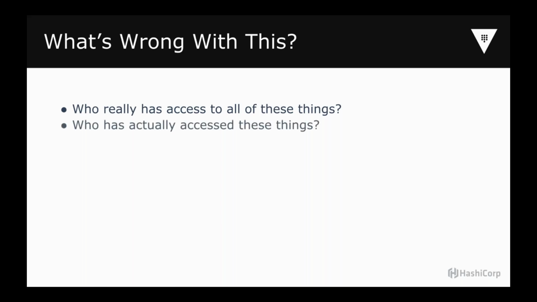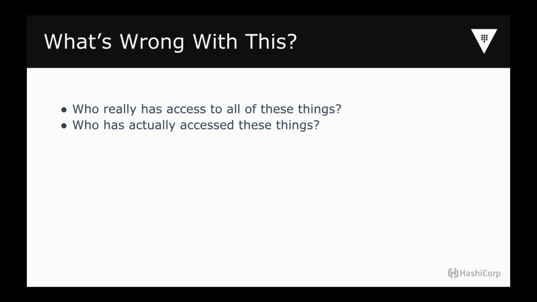So what's wrong with this? What if you need to answer the question, who really has access to all of these things? Like, does Becca actually inadvertently have access to these secrets because she can see our logs? It's kind of hard to actually audit who really has access to all of these things, because if they're leaking out here and there and people are picking them up and putting them in email and sending them around or putting them in tickets, you don't really know anymore who has access to all of these secrets.